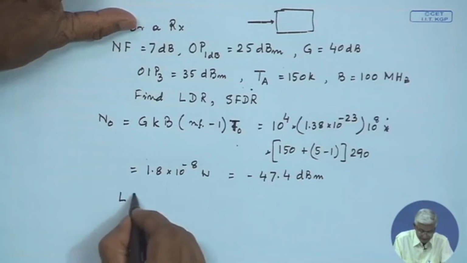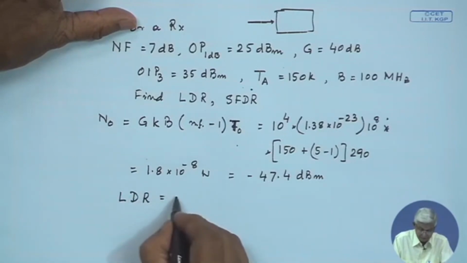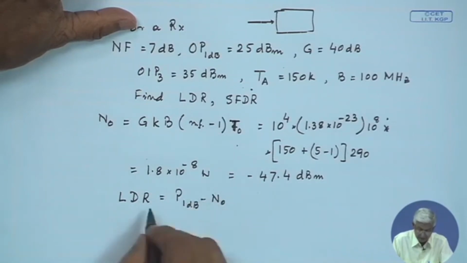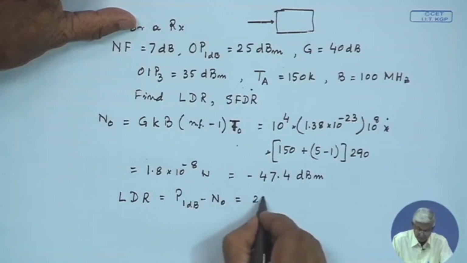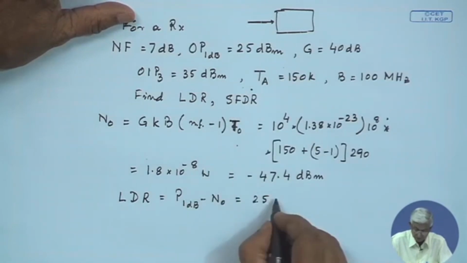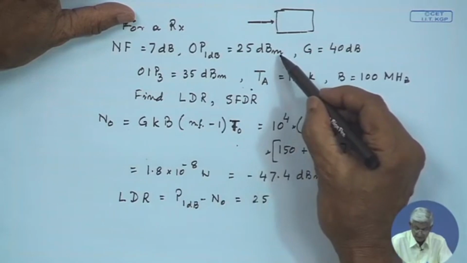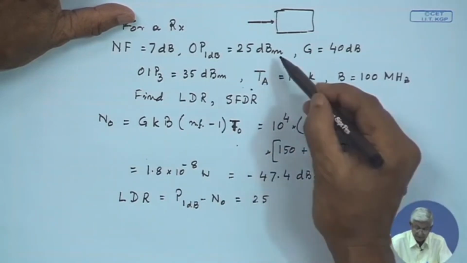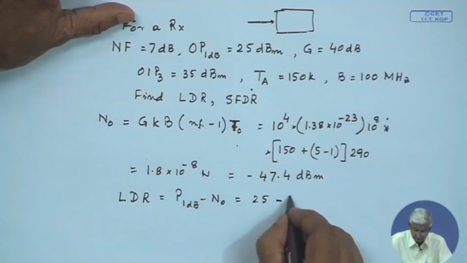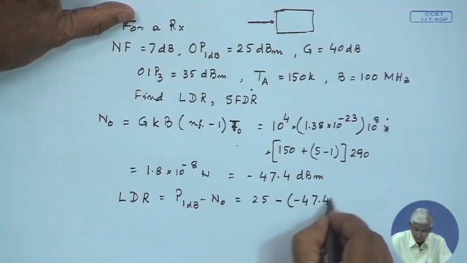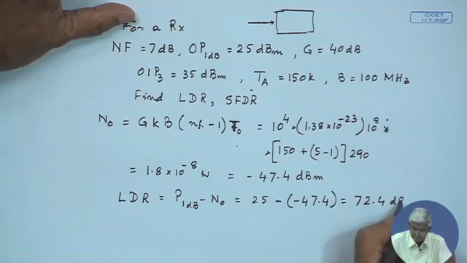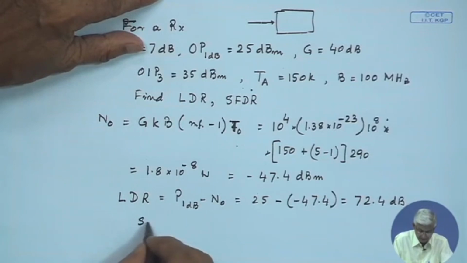So, the LDR value will be the P 1 dB compression point minus N0 in dB. The compression point is 25 dBm, and N0 is also in dBm. You have to remember that if this is in dBm, this also has to be in dBm. If this is in dBW, convert into dBW. Both of them should be the same. So, 25 minus minus 47.4 becomes 72.4 dB.